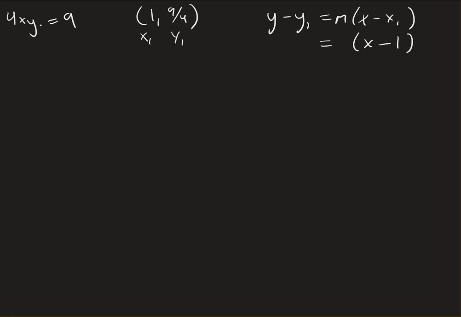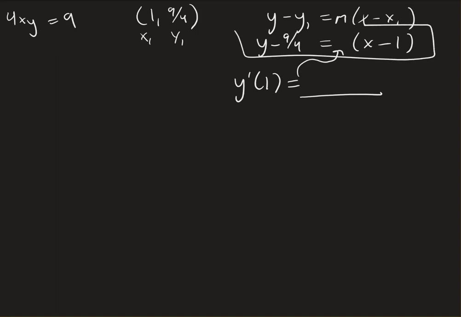This is technically a point on this equation, but it's also going to be a point on the tangent line, so it kind of doubles. Just plug in 1 for x1 and 9/4 for y1. So all I really need here is the slope. The slope of the tangent line will be the derivative of this function at an x value of 1. If I can figure that out, I can plug it in, and there will be my equation.